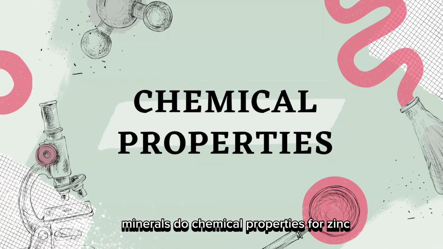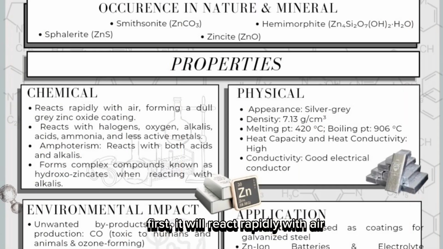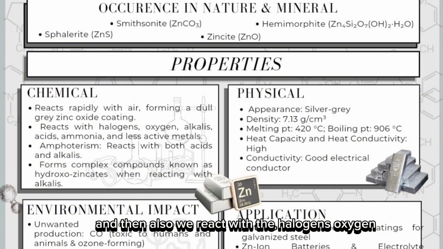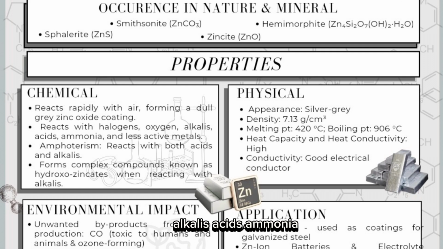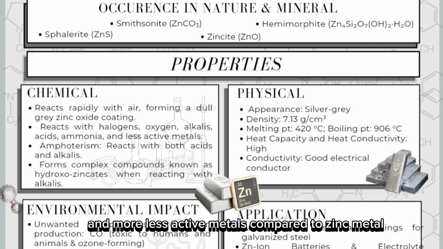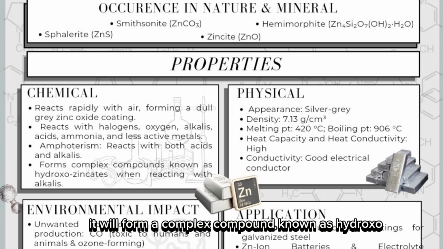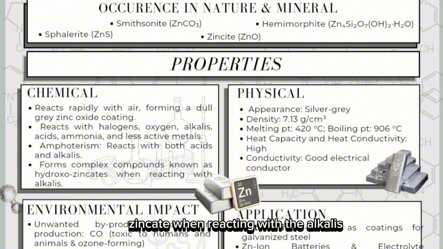The chemical properties of zinc: first, it will react rapidly with the air, forming a dull gray zinc oxide coating. It also will react with the halogens, oxygen, alkalis, acids, ammonia, and more or less active metals compared to zinc metal. And then for its amphoteric nature, it will react with both acids and alkalis. And last but not least, it will form a complex compound known as hydroxozincates when reacting with the alkalis.